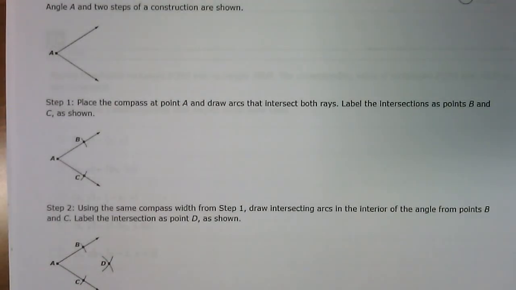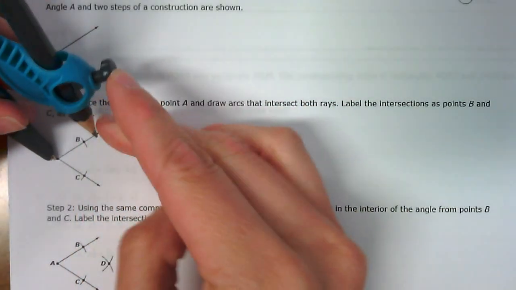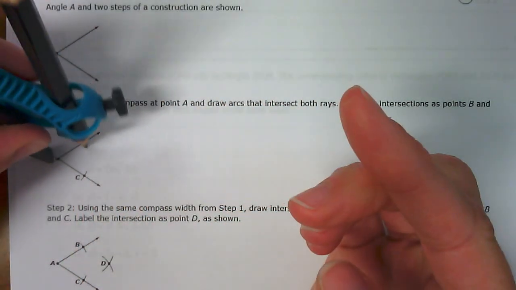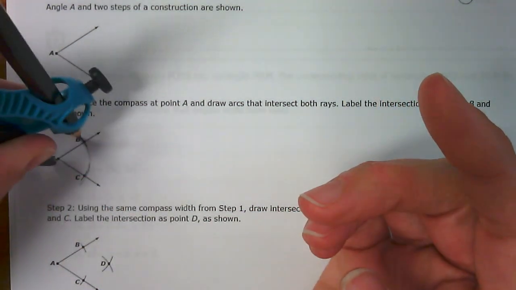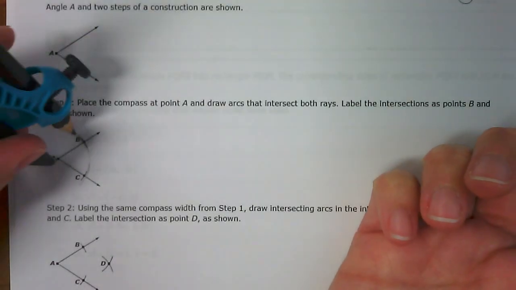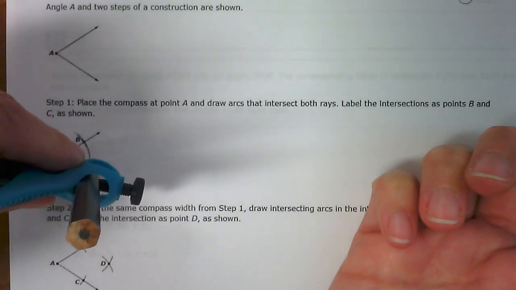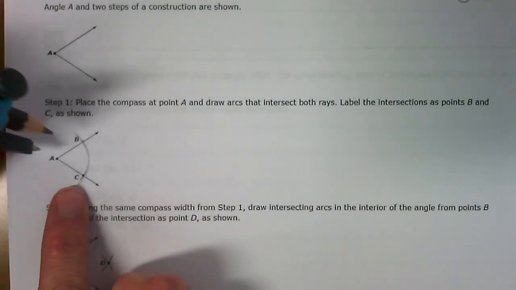Label the intersection points as B and C. So basically they're taking their compass like this. They're making an arc here and an arc here. Now some of you may have drawn a full arc through like that when you made your construction, which is totally fine. It's just that they're focusing only on the parts that intersect those rays. So it would look like that.